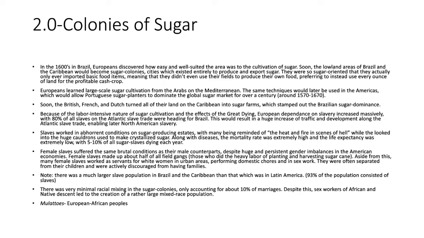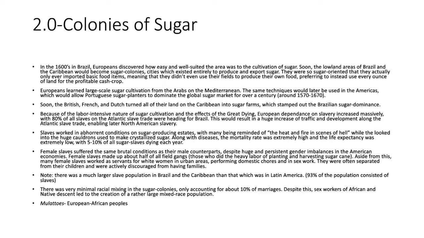Female slaves suffered the same brutal conditions as their male counterparts, despite huge and persistent gender imbalances in the American economies. Basically, men were doing more physical work than women in South America. Despite this, female slaves made up about half of all field gangs. Field gangs were small teams of slaves who did extremely heavy labor, oriented around the planting and harvesting of sugarcane.